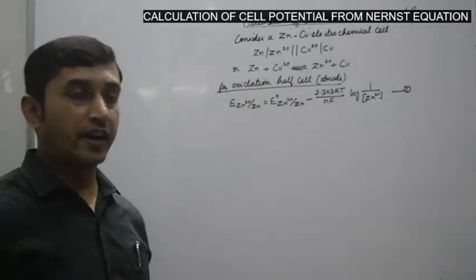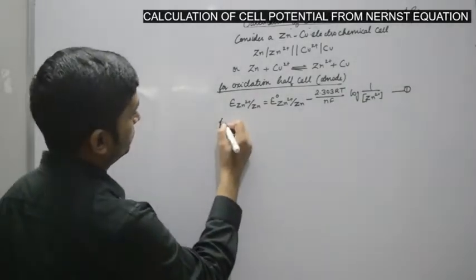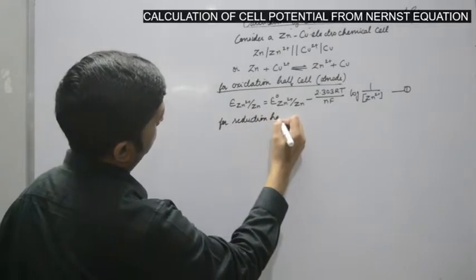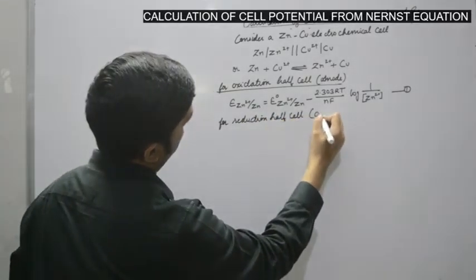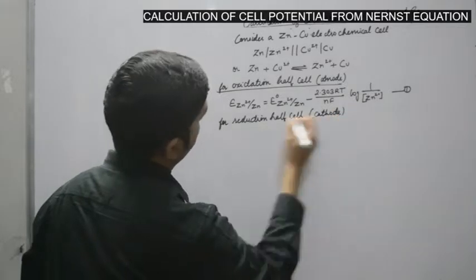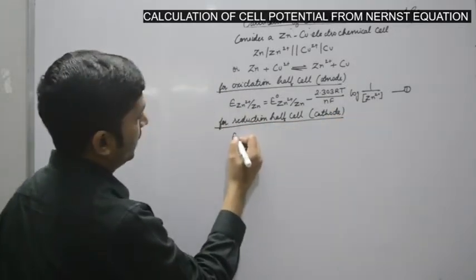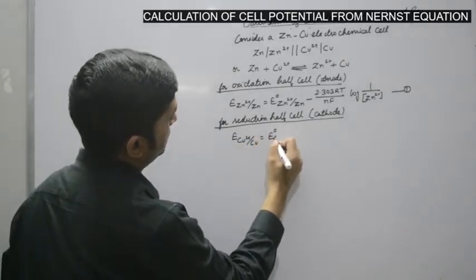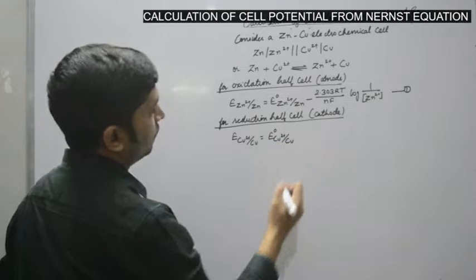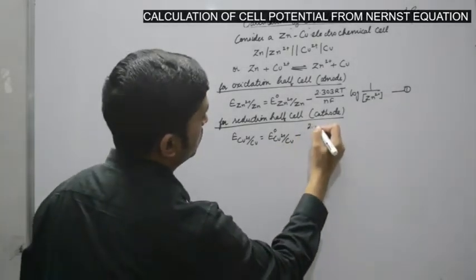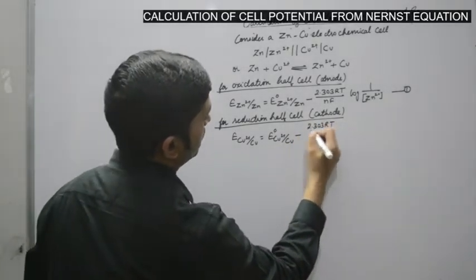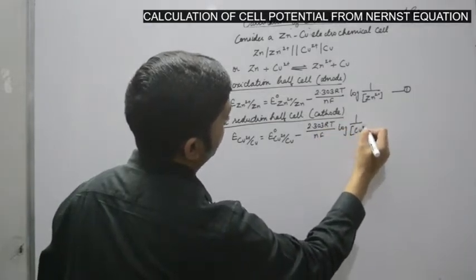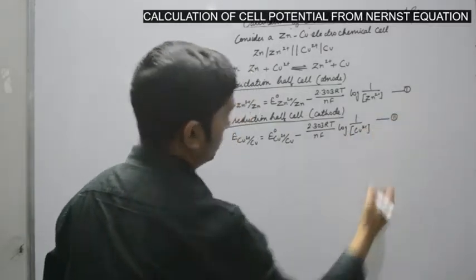Same way for reduction half cell, that is cathode, which is copper here, we will write electrode potential for copper ion is equal to standard electrode potential for copper minus 2.303 RT upon NF log 1 upon concentration of copper ion. Let it be equation number 2.